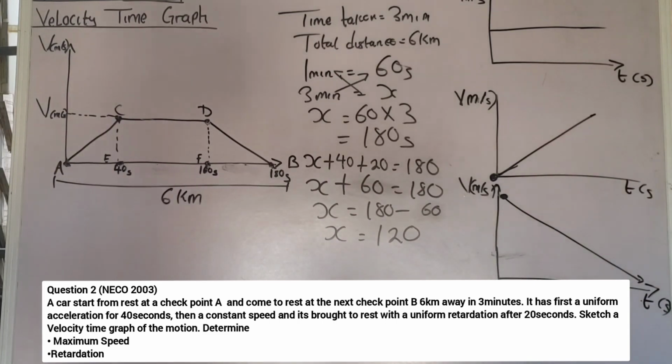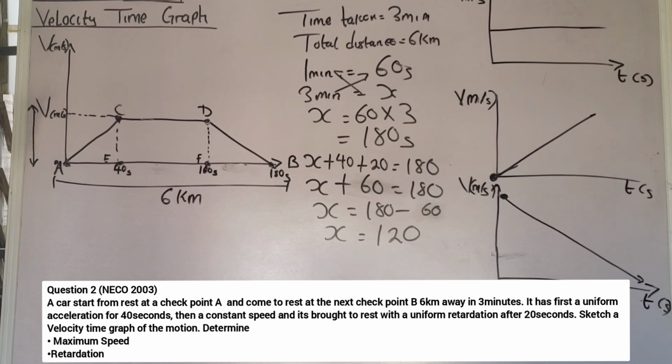Now, this is the maximum velocity. We don't know the value of the maximum velocity. Now we are asked to determine it. The maximum velocity is the velocity from this point A to this point. Please pay attention.